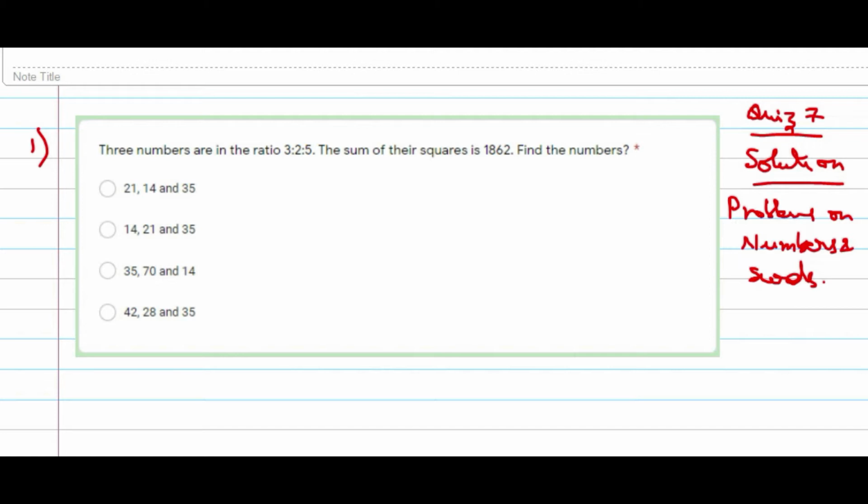Three numbers are in the ratio 3 is to 2 is to 5. The sum of their squares is 1862. Find the numbers. So it's very simple. It is 3 is to 2 is to 5. That means if I take x as the common multiple, the numbers will be 3x, 2x and 5x. The question asks the sum of their squares. So let me take the squares of all, which is equal to 1862. So this is the equation given to us.